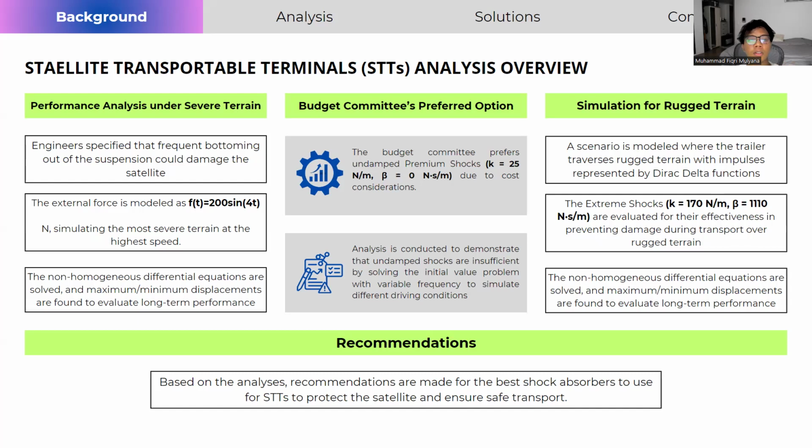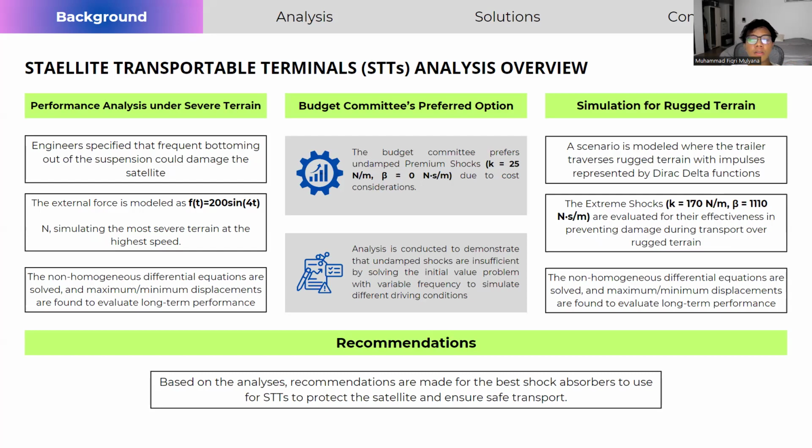The next one is the budget committee's preferred option. The budget committee prefers the premium shocks with k equal to 25 Newton per meter and beta equal to 0 Newton second per meter due to cost considerations. Analysis is conducted to demonstrate that undamped shocks are insufficient by solving the initial value problem with variable frequency to simulate different driving conditions.